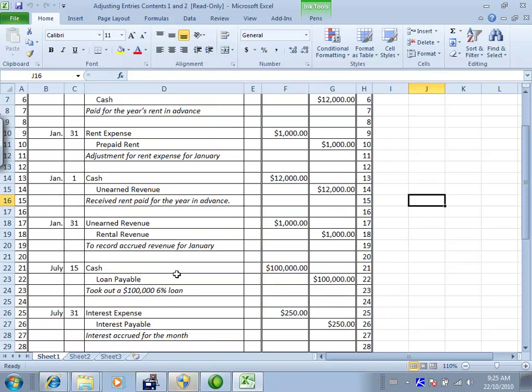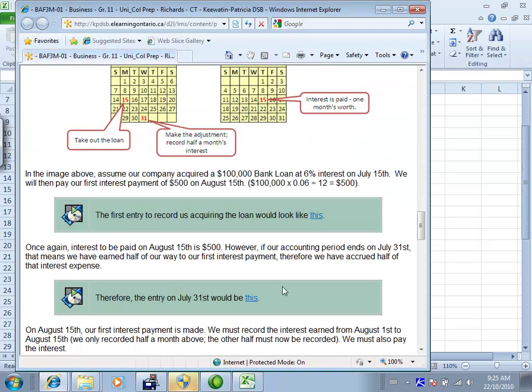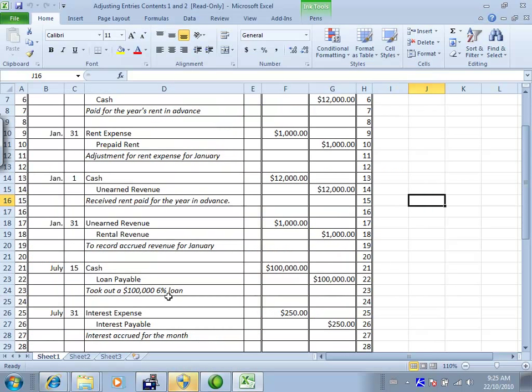So if you're getting a loan for $100,000 from the bank, then the bank's really giving you $100,000 in cash. So your cash or bank goes up $100,000, that's the debit, and you record it as a loan payable of $100,000. And so the particular company took out a $100,000 6% loan. Now, the interest is 6% per year.